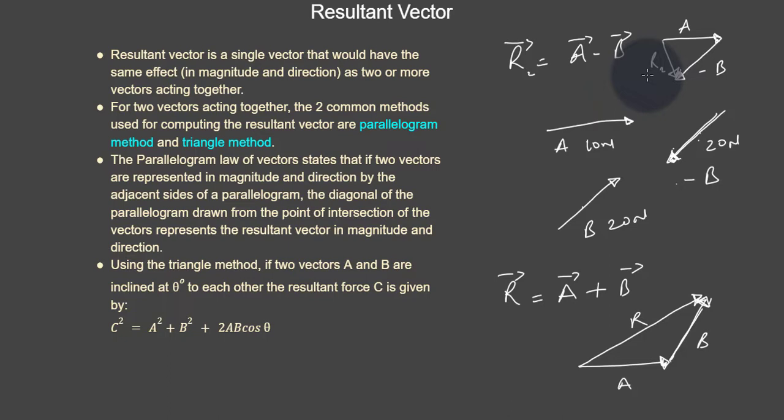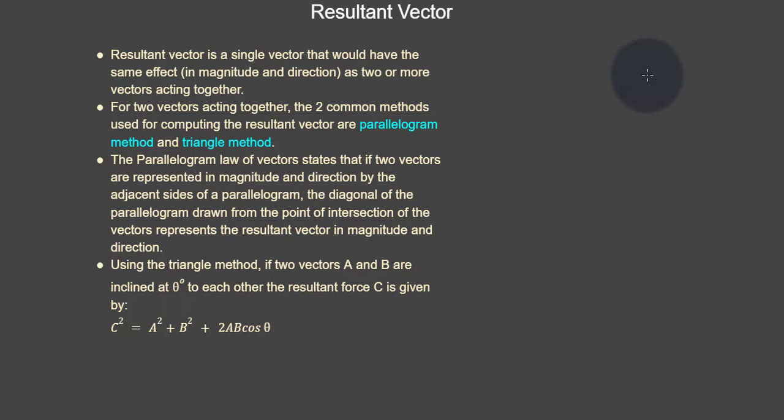Let's start with two vectors acting together. So how do we calculate that? There are two methods that are commonly used. One of them is known as the parallelogram method, and the other one is the triangle method. So let's start with the parallelogram method.